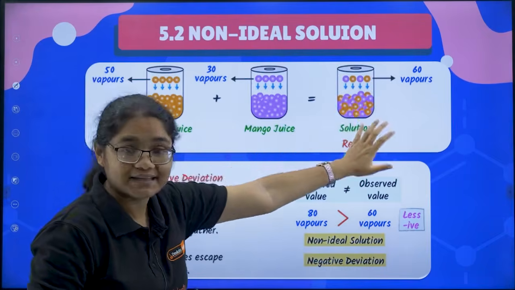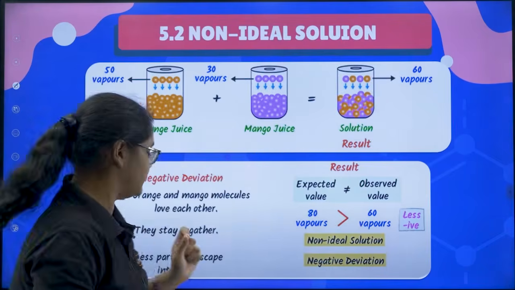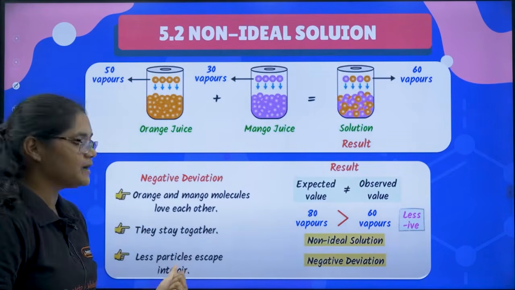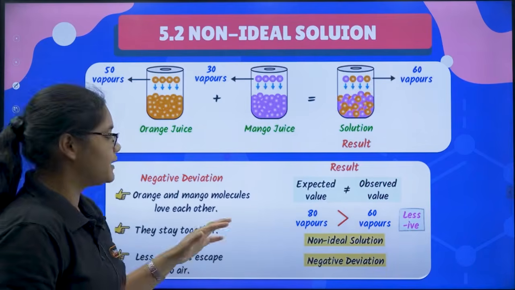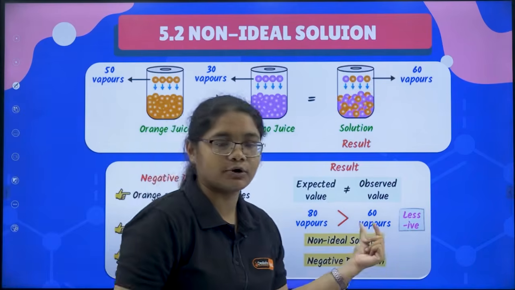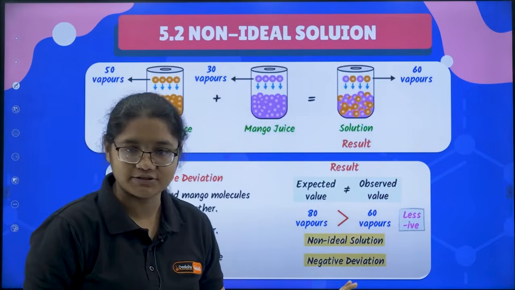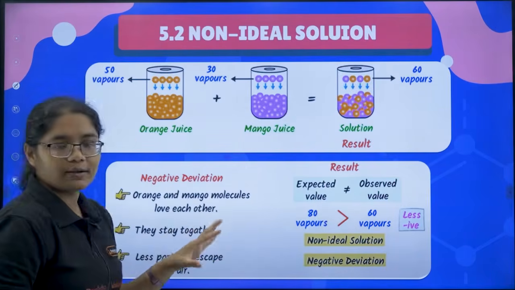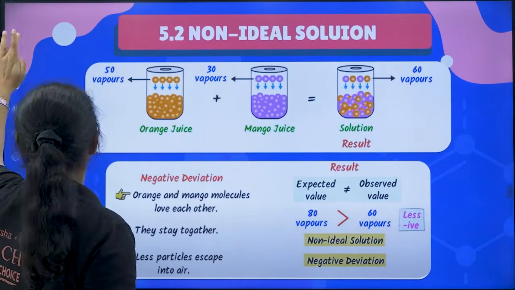They do not want to escape. So the vapor pressure decreases here. They stay together, so fewer particles escape into the air. Whenever the expected value is more than the observed value, it is a negative deviation. Okay, so this is all about positive deviation and negative deviation.